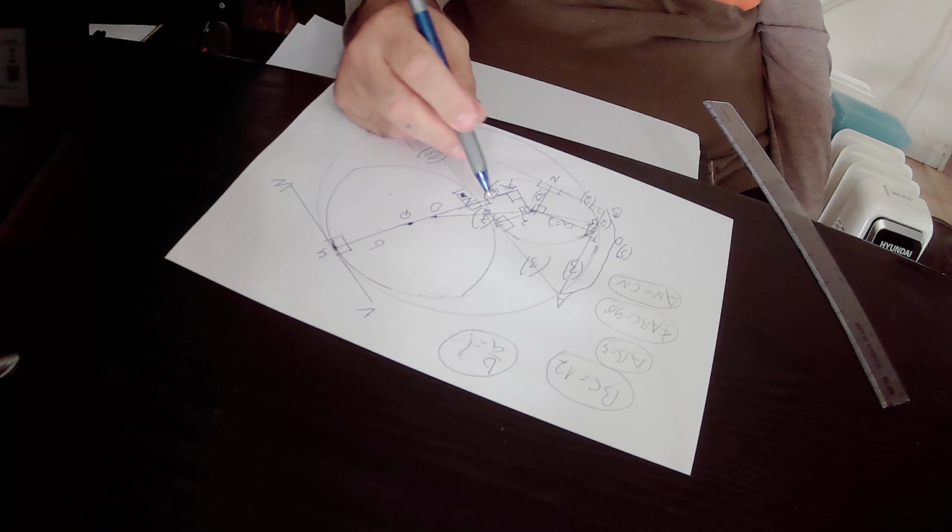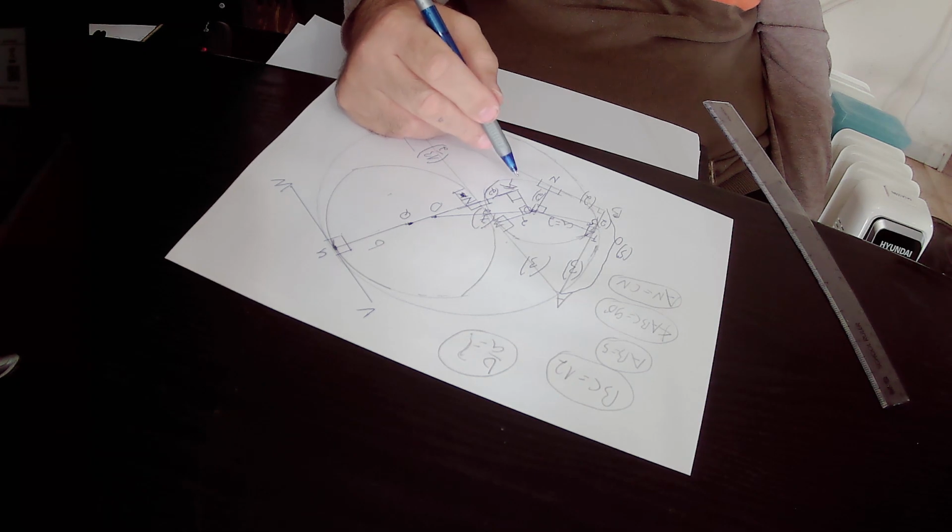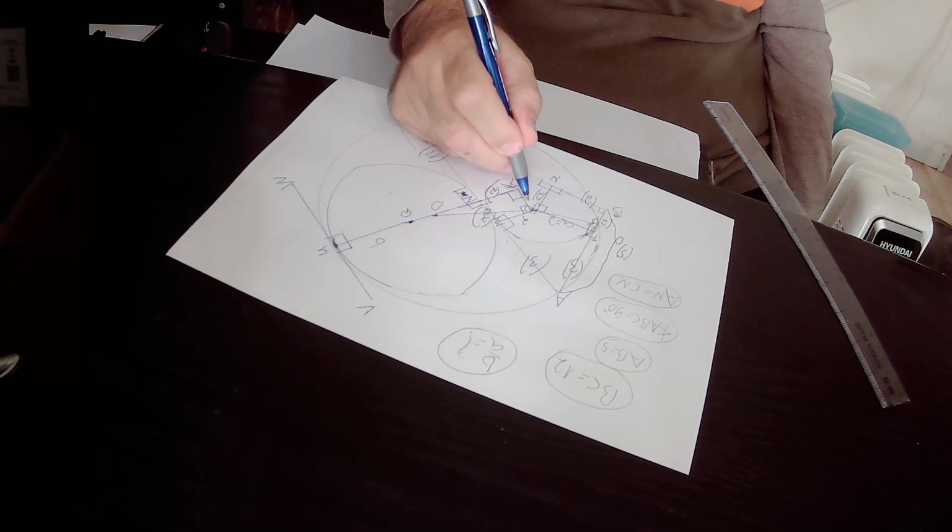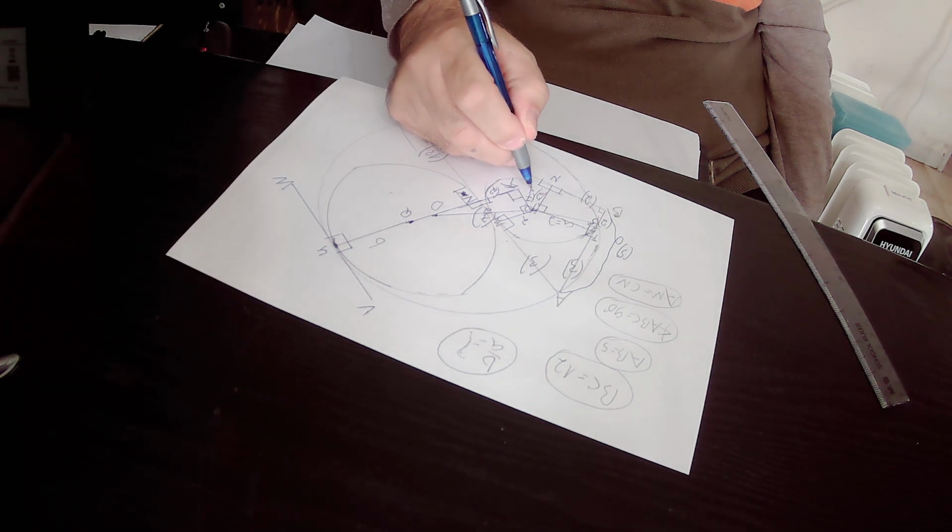Likewise, in rectangle MNTP, MN must be equal to PT. But MN is 7 over 2, therefore PT must also be equal to 7 over 2.